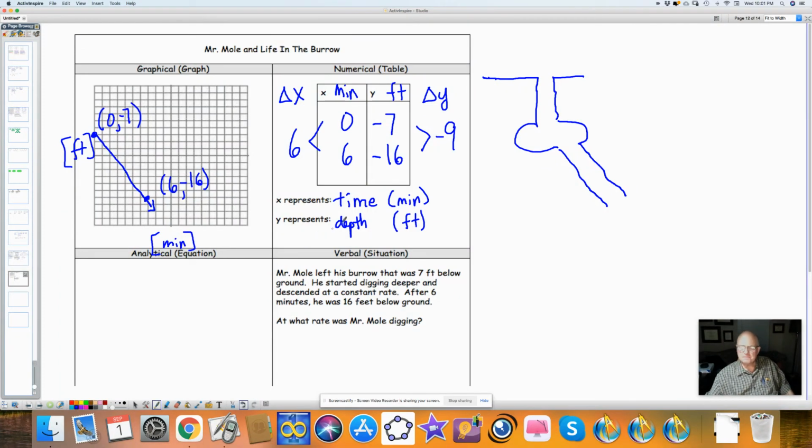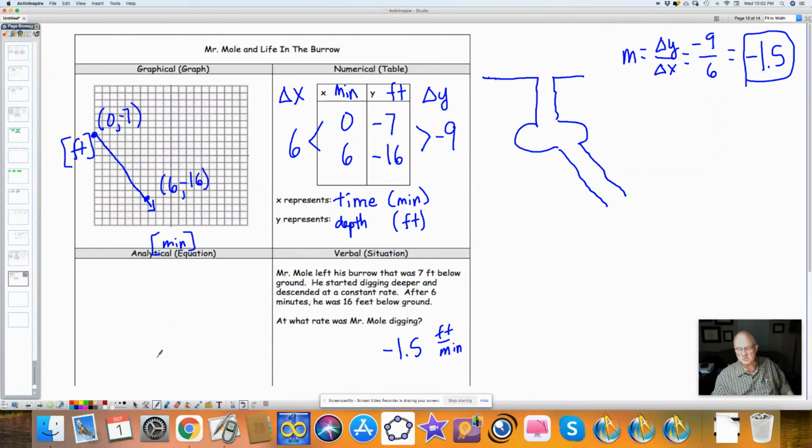What's the rate, or the common difference here? What's the slope, the rate? So change in the y over the change in the x. That's going to be -9 over 6. What is that over 1? If you plug this into your calculator, you get -1.5. Folks, that's my slope. That's my rate. That's at what rate he was digging: -1.5 feet per minute. That's what his rate was.